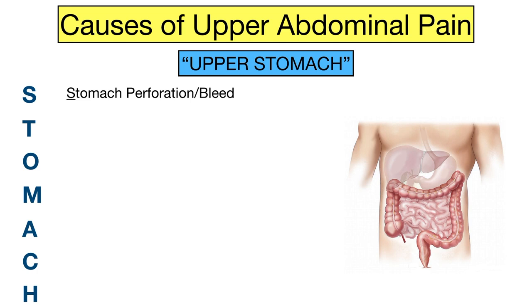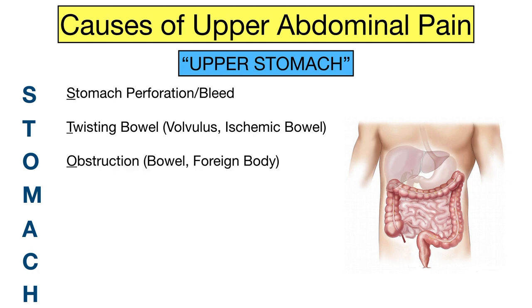The T stands for twisting bowel. This will help you remember volvulus, which is an obstruction caused by twisting of the stomach or intestines. Twisting of the bowel can also lead to ischemia or reduced blood flow to the intestines, and this can help you remember ischemic bowel as a potential cause as well. The O stands for obstruction. This will help you remember bowel obstruction as well as foreign body ingestion.